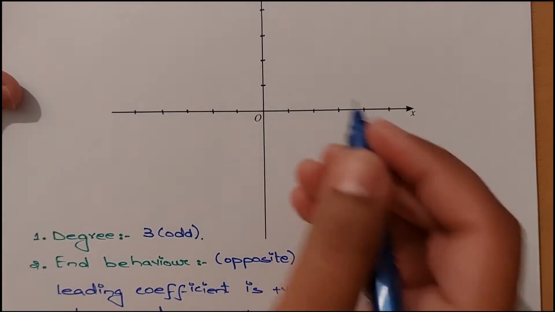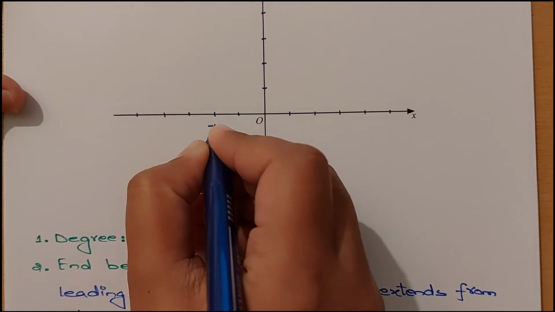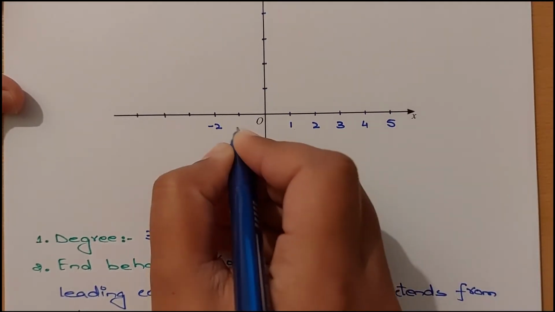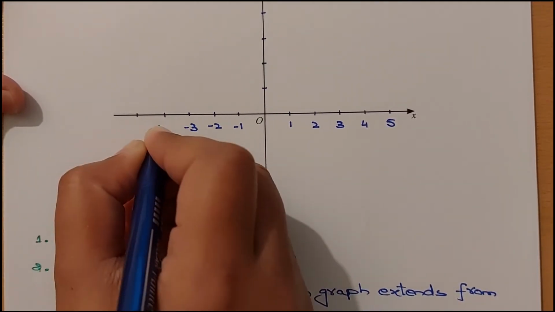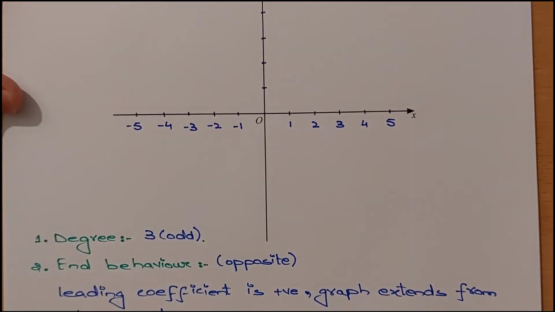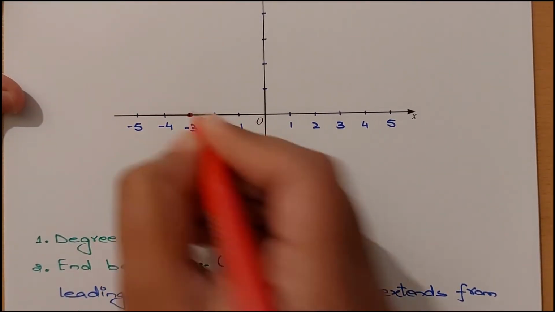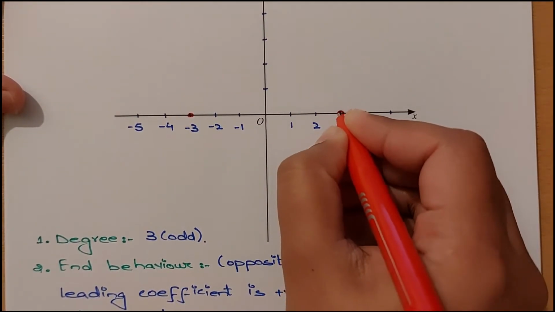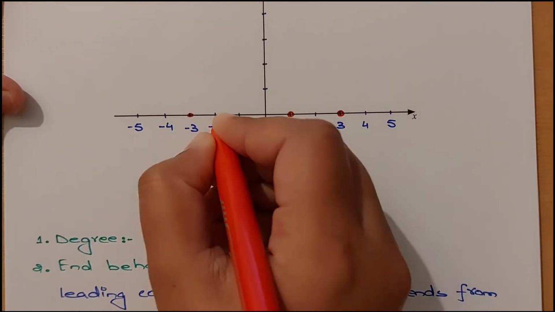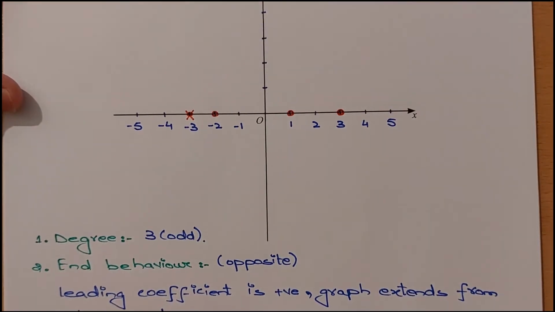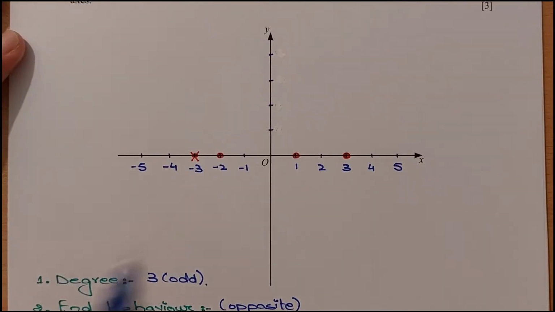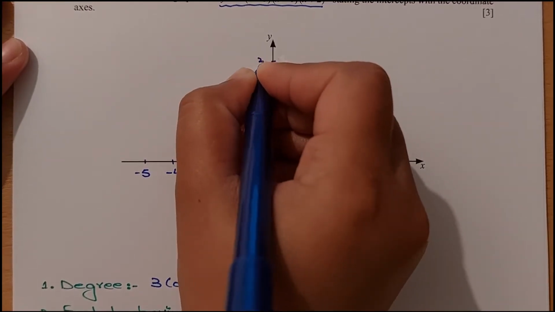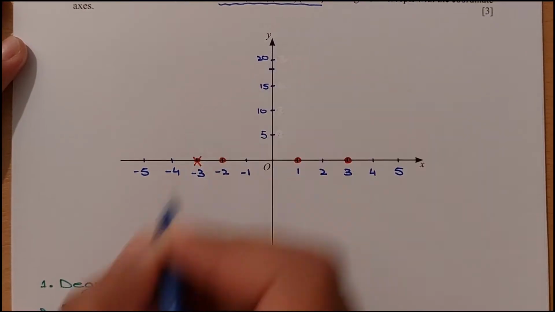So here we can say that we have -2 is here, 1, 2, 3, 4, 5, -1, -2, -3, -4, and -5. So let me label the zeros first. That is 3, 1, and -2, not -3, right? And the y-intercept is 18. So the scale for y is 5, 10, 15, 20. So 18 lies somewhere here, that is closer to 20, right?